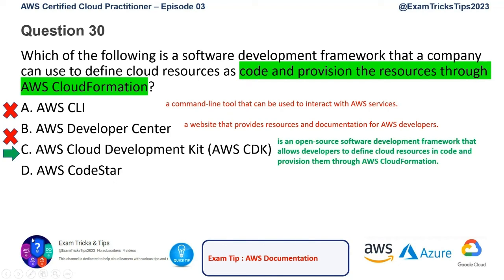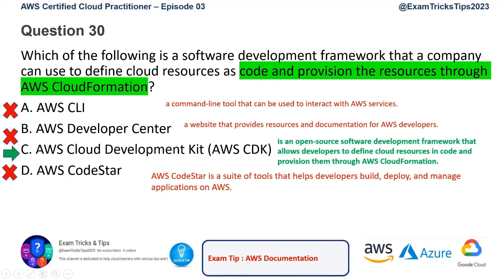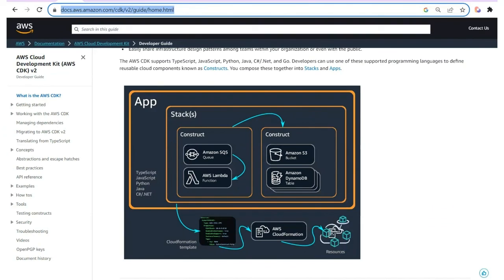The last one, AWS CodeStar, is a suite of tools that helps developers to build, deploy, and manage applications. So it is for developers. It's not like options A and B, which are totally wrong. But it's not exactly what the question asks. It does provide some tools for managing applications, but it's not for the specific use case of coding and provisioning the resources through AWS CloudFormation. So that is incorrect. The correct answer for this question is then option C, AWS Cloud Development Kit. And you'll find the link for this particular documentation in the video description, which you can go through to see exactly how this works.